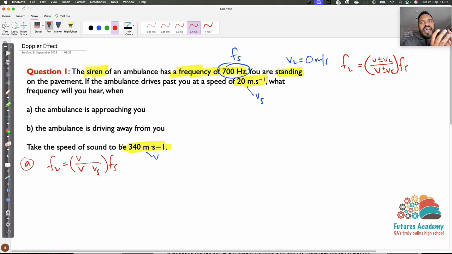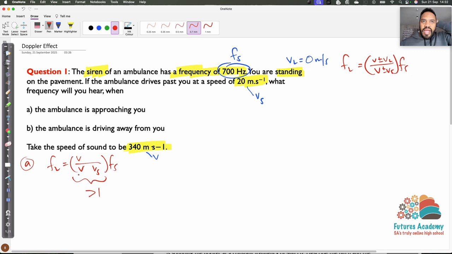If the siren of the ambulance is approaching you, it would appear that the sound is getting louder. But when we say louder, what do we mean? Louder than the true frequency, louder than the frequency of the source. And so over here, you're going to put that in, and you're going to say, okay, for the FL to be bigger than Fs, because remember, FL is simply Fs times some number in this bracket, right? And this bracket is a fraction. Now, if this thing is a fraction, in order for this thing to be larger than the frequency of the source, I need this fraction to be bigger than 1.